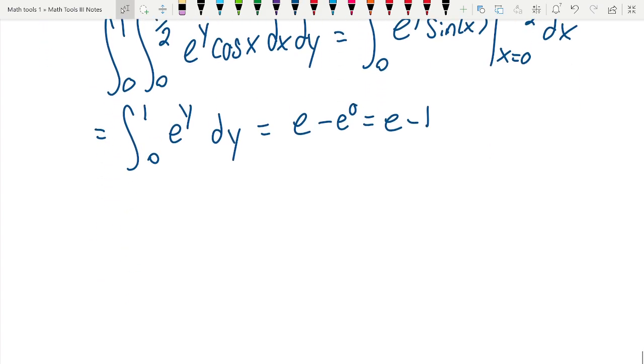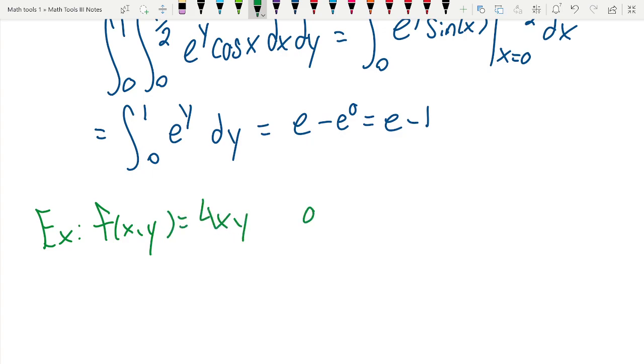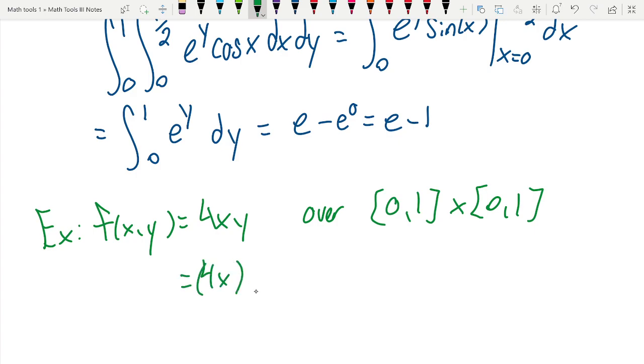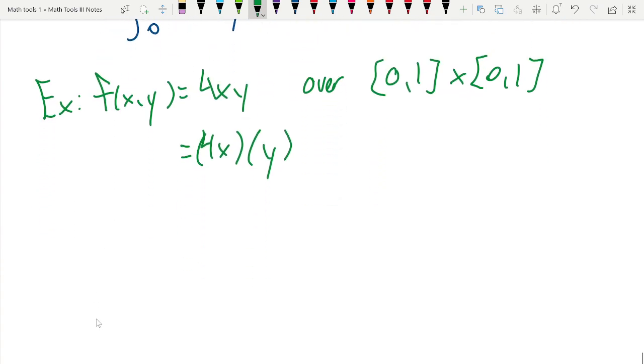Okay, let's do this one here, where f of x, y is equal to 4xy over 0, 1 cross 0, 1. And we'll do this one a little bit differently, because notice that this is 4x times y. We could have done the last one like this too. So we can think of it as a product of two different functions. So let's just see how that works.